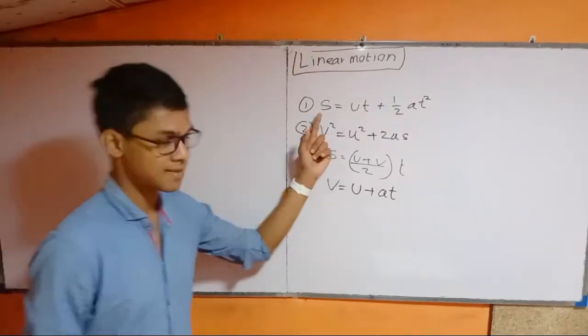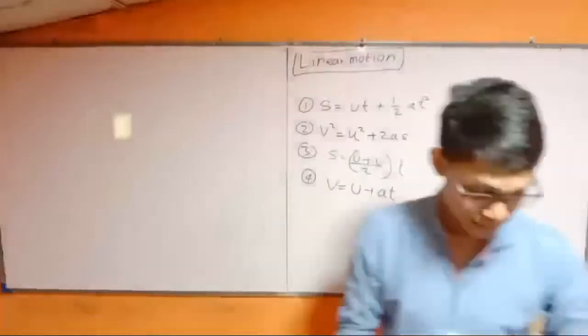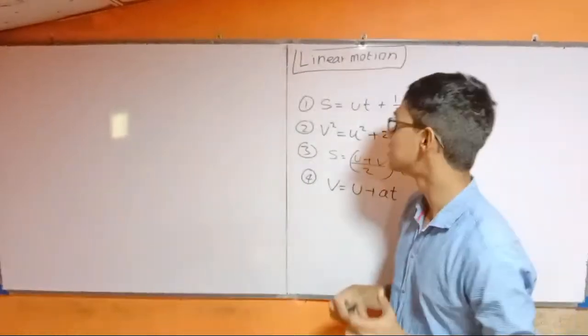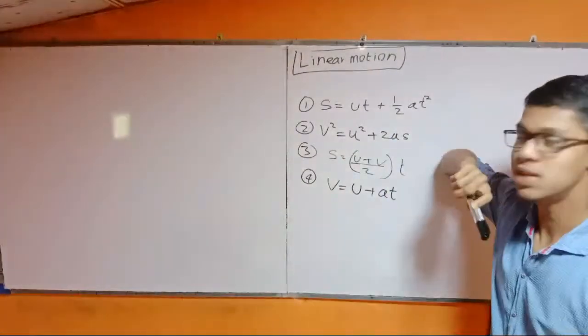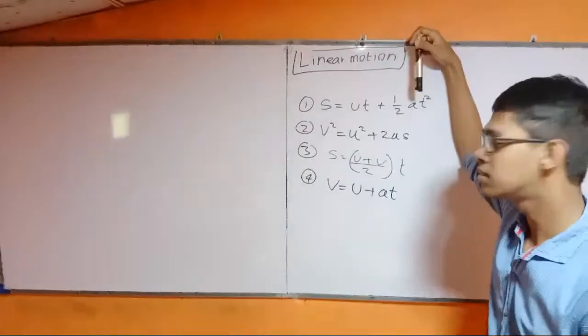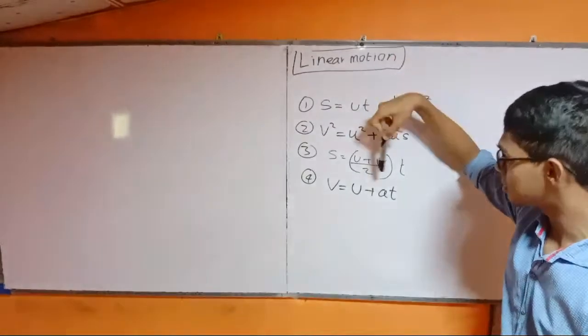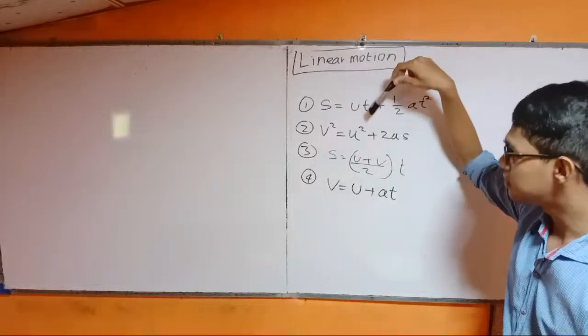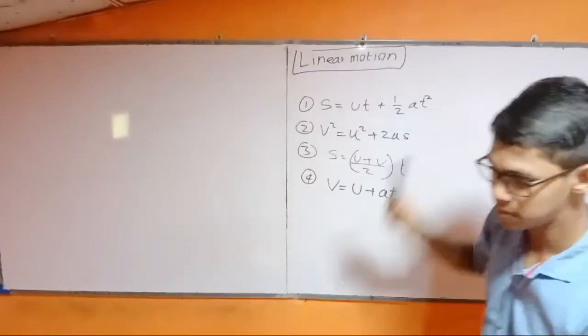You know what is s? S means distance, displacement, right? Displacement. Then u is initial velocity, t is time, a is acceleration. Then all those things repeat in all the others. These are the 4 equations. You should know them.